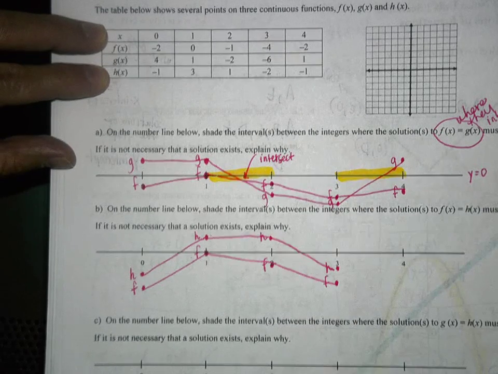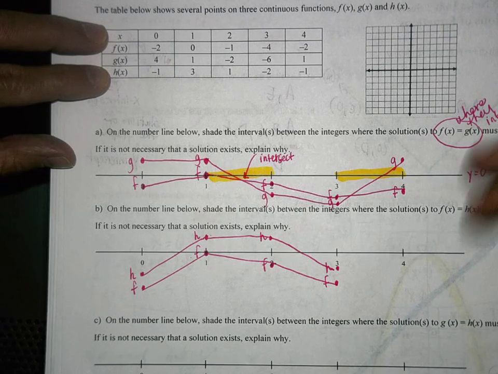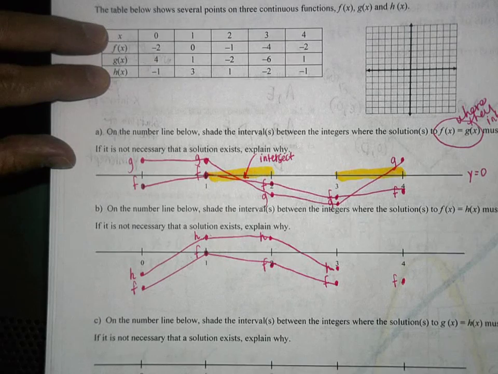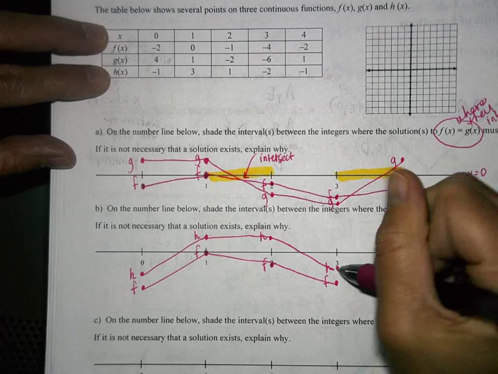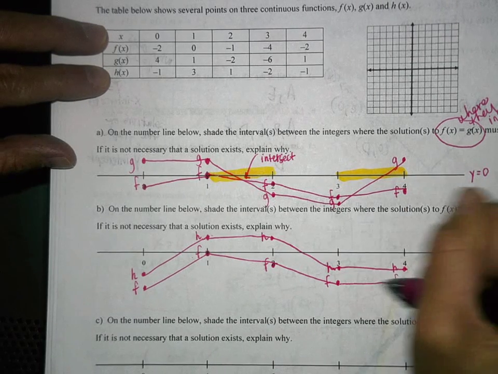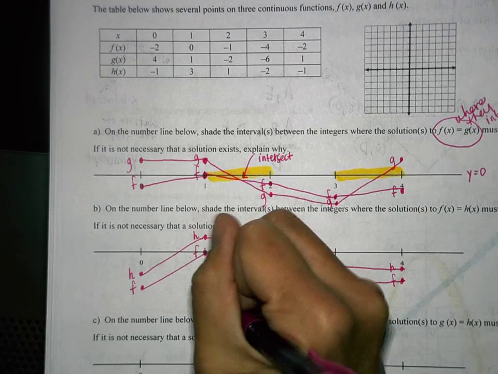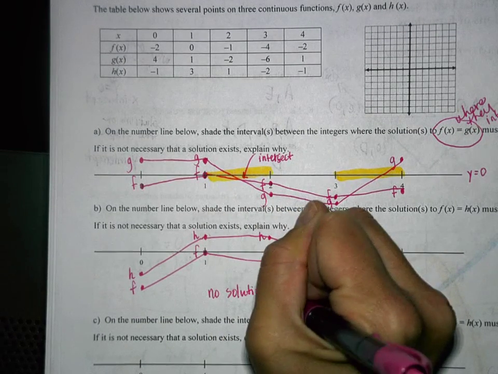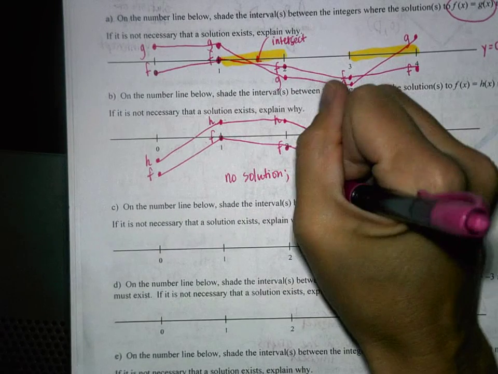Okay, and then we get to 4, and at 4, f is at -2, so that's below the line. We have an f, and then h is at -1. Is that above or below the f? Above. And so that's my h. We connect those. Did they ever intersect? No. So this one, the answer is no solution. And why is that? Why is it no solution? Very good. The graphs never intersect.